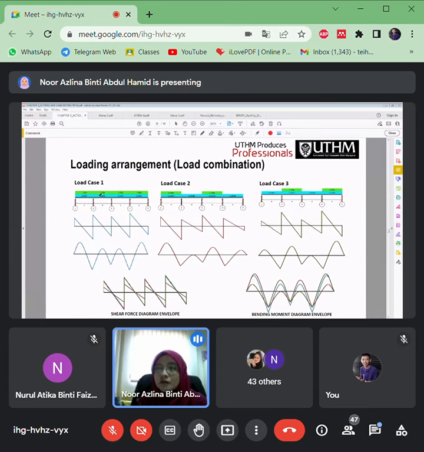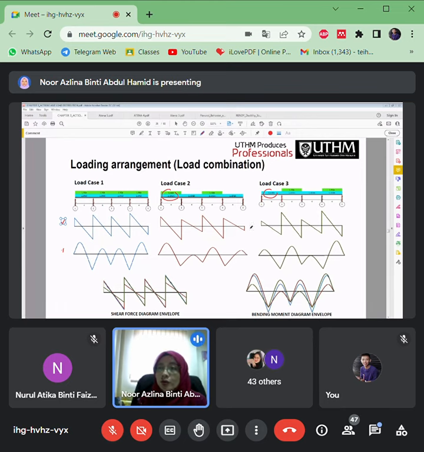So each of the cases here will produce different shear force and bending moment. Because the first case is loaded with a maximum load, it will produce a different value compared to load case 2 and load case 3, because load case 2 considers the maximum first, while load case 3 considers the minimum loading for the first span.